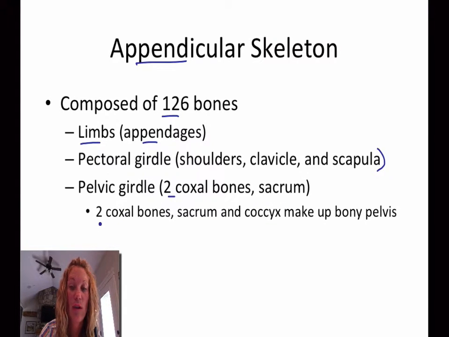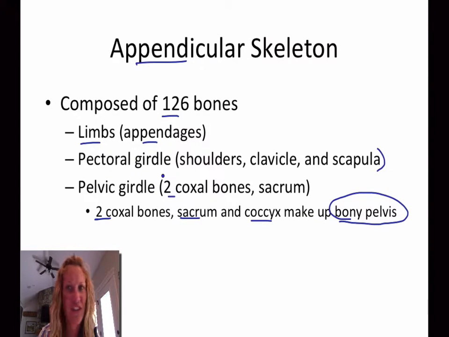And then if you include the two coxal bones, the sacrum, and the coccyx, then you're making up the bony pelvis. So just be aware that bony pelvis and the pelvic girdle are two different things. So you can't use those interchangeably even though they sound very similar.